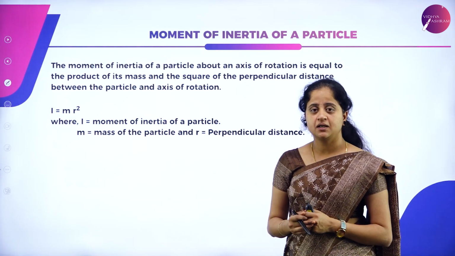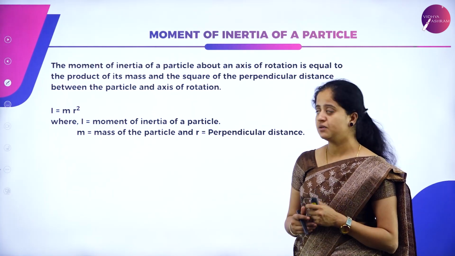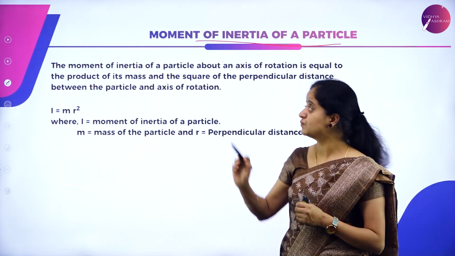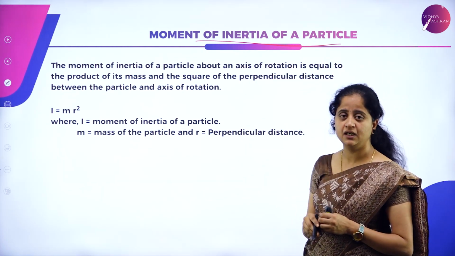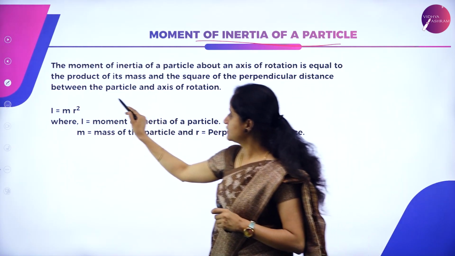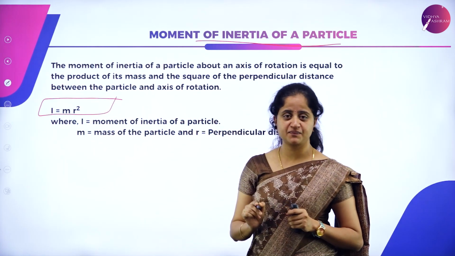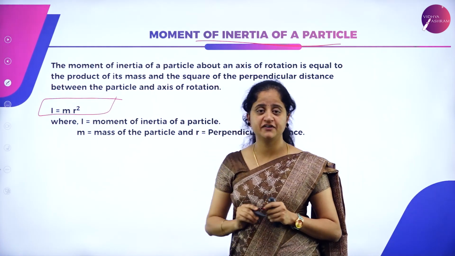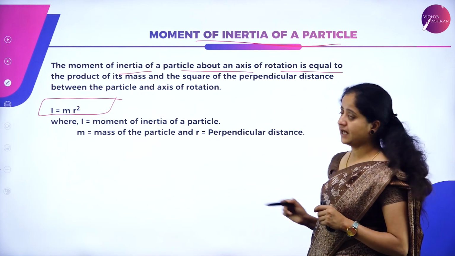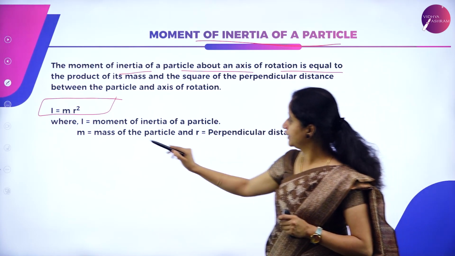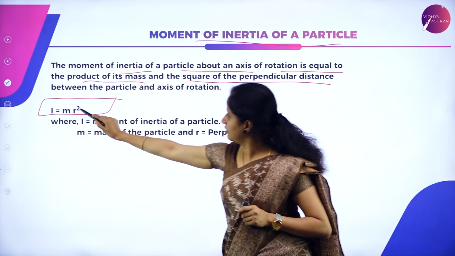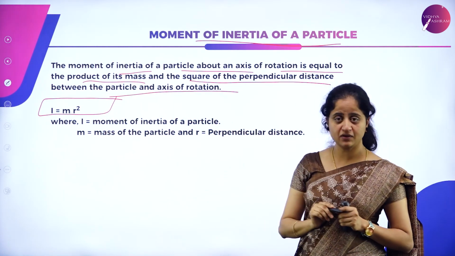So we are discussing the terms which are related to rotational motion, in which we have another important term, that is moment of inertia of a particle. So how to write the definition of moment of inertia of a particle? It is so simple. By just remembering the expression, we can explain what is moment of inertia of a particle. The moment of inertia of a particle about an axis of rotation is equal to the product of its mass and the square of the perpendicular distance between the particle and axis of rotation.